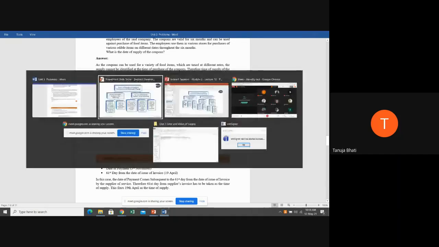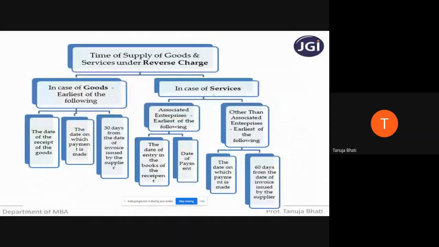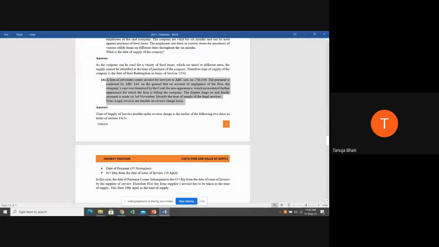So again, moving ahead to the provision under reverse charge in case of services other than from an associated enterprise. See on the right hand side, it is the date on which the payment is made or 60 days from the date of issue of invoice by the supplier. Compare these two dates, whichever is earlier. So this particular provision we have applied in the 16th problem and we have got the answer as 19th April. So is problem number 16 clear, students? Yes, ma'am.